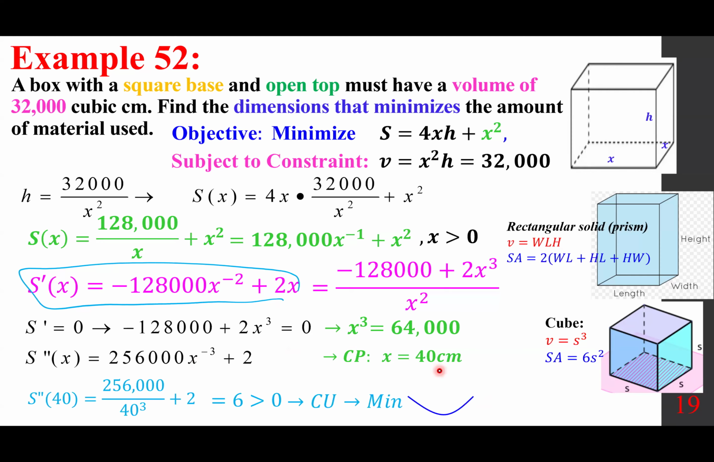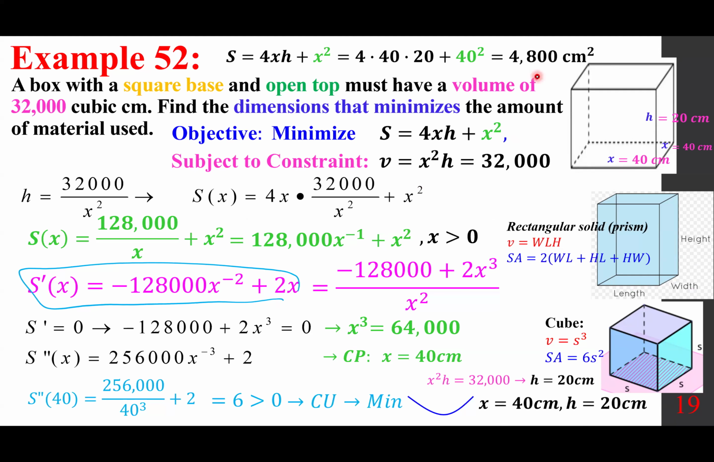So if x is 40, you put it here, 40 squared, 1600, divide 32,000 by it, you get the h. Therefore, x is 40, h is 20, so you're right. This is 40, this is 40, this is 20, and you're done. However, if they want the minimum amount, you plug in and you get 4,800 square centimeters.